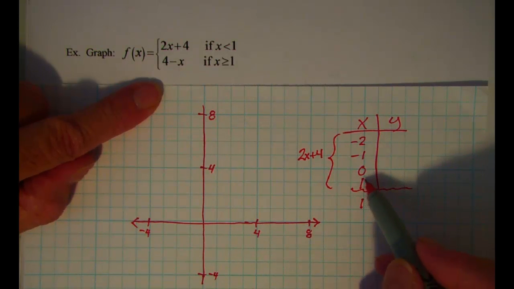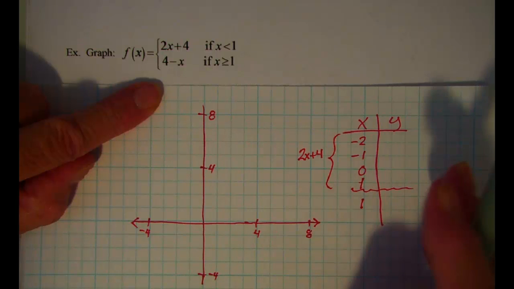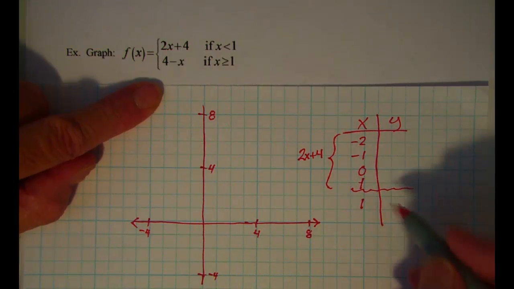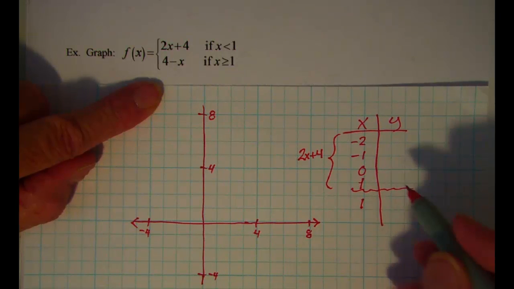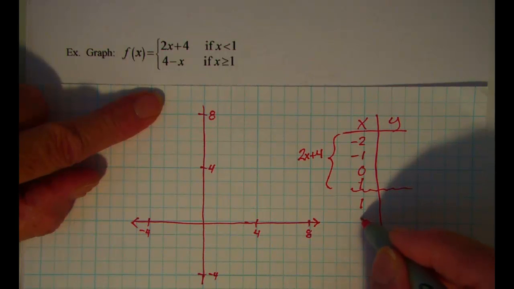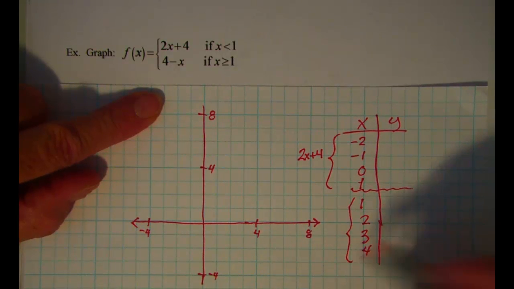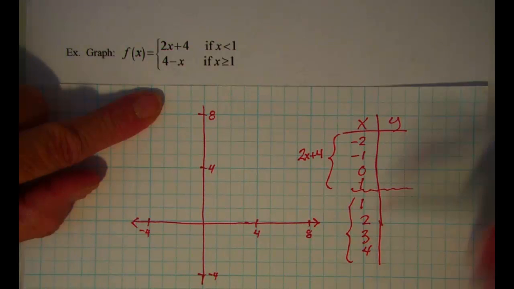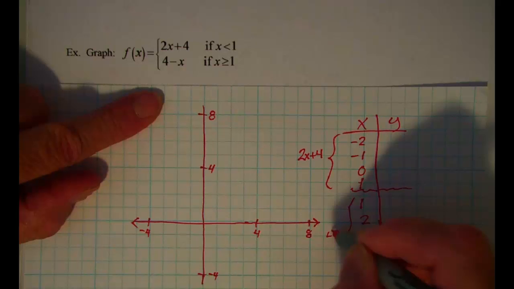Notice that this is going to not be included in the graph, but I need it to get the actual boundary point. So 1 I'm going to include on both of these values, and then I want to go bigger than 1, so 1, 2, 3, 4. And this rule then, for numbers greater than 1, I'll use this lower rule, which is 4 minus x.